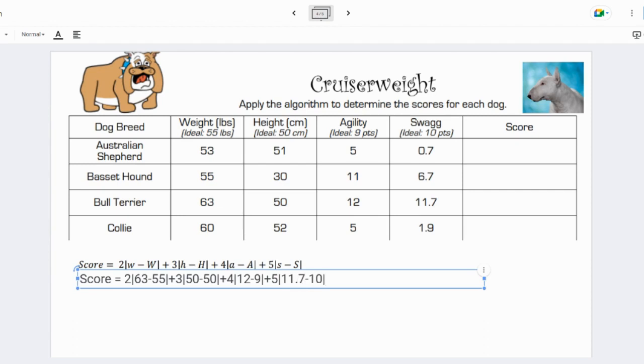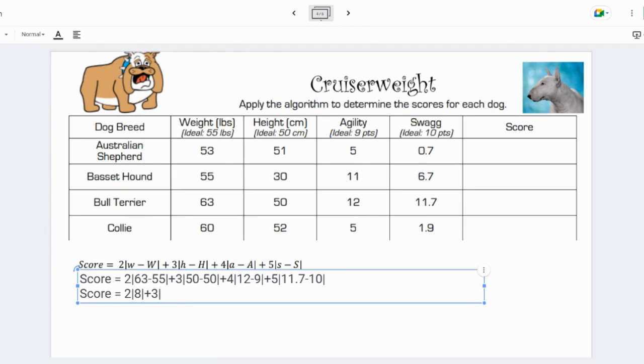A lot of swag. Okay, score equals, order of operations here. Find what's inside the absolute value. 63 minus 55 is 8. Plus 3 times the absolute value, 50 minus 50 is 0. Plus 4 times the absolute value, 12 minus 9 is 3. Plus 11.7 minus 10 is 1.7. 5 times the absolute value of 1.7.